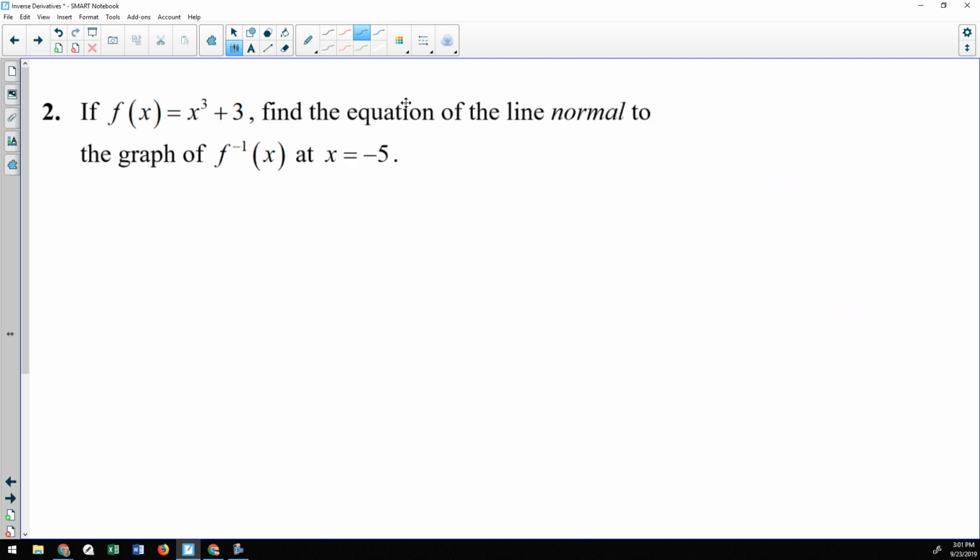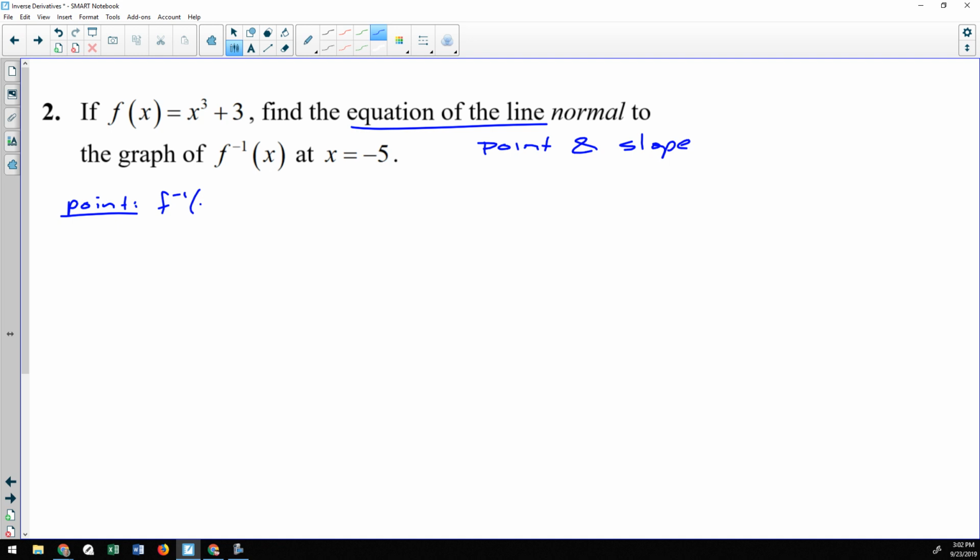Okay, let's look at this one. Here I gave you an equation for f of x, and I want the equation of a line. Equation of a line, you should immediately be thinking point and slope. Point and slope. Every single time you write the equation of a line, that's what you need. Okay, so the equation of a line normal to the inverse at x equals -5. So let's start by getting the point, because more often than not, the point is the easy part.